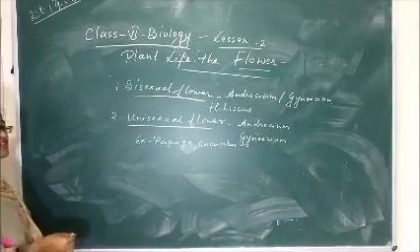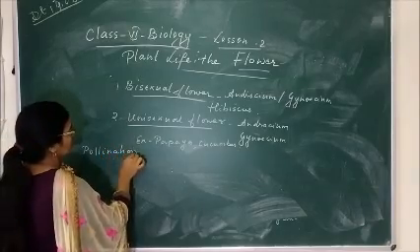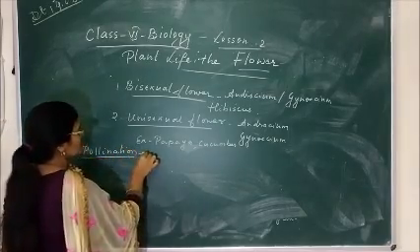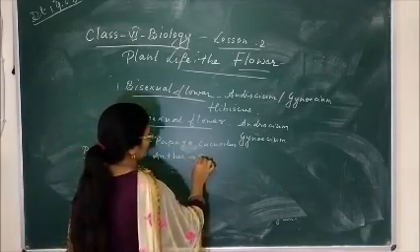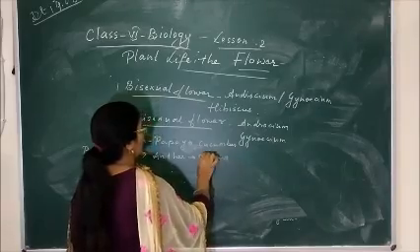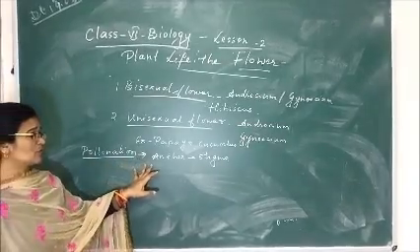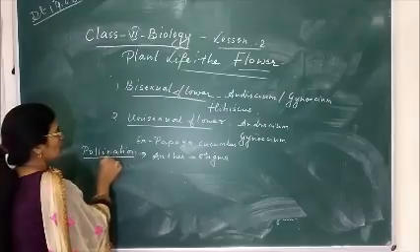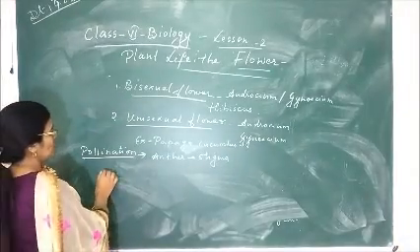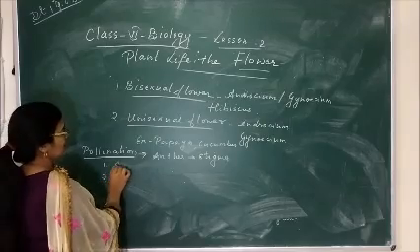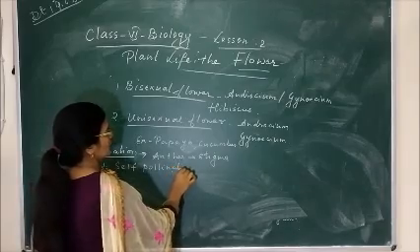Now we come to pollination, the next topic. Pollination means transfer of pollen grains from anther to stigma. So when the pollen grains, which are sticky in nature, are transferred from anther to the stigma, that process is called pollination. And after pollination only the fertilization takes place. And there are two types of pollination: self-pollination and cross-pollination.